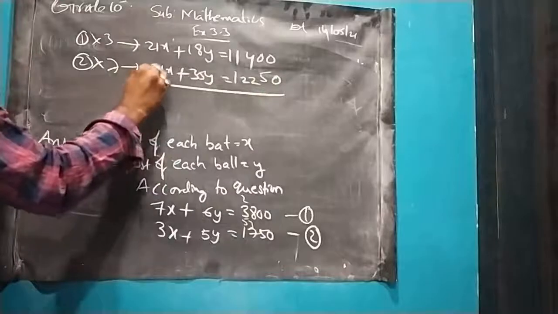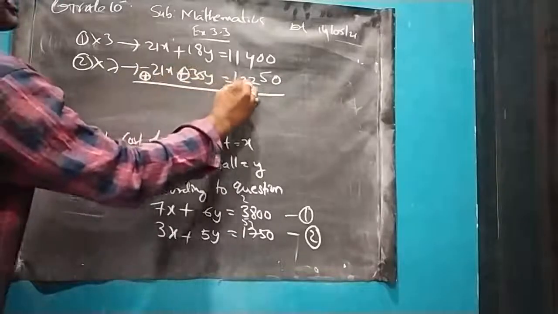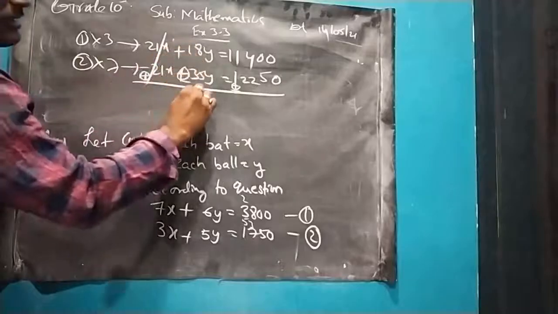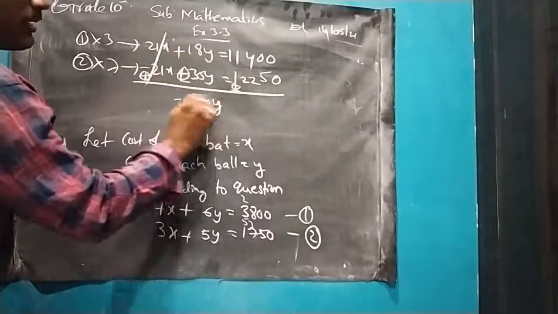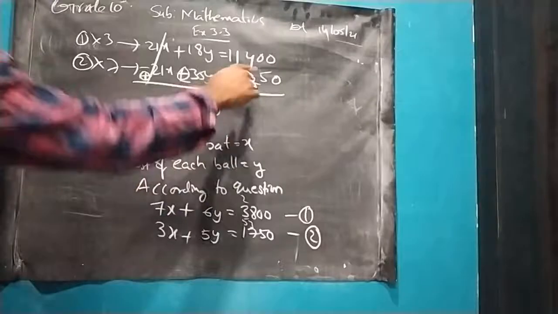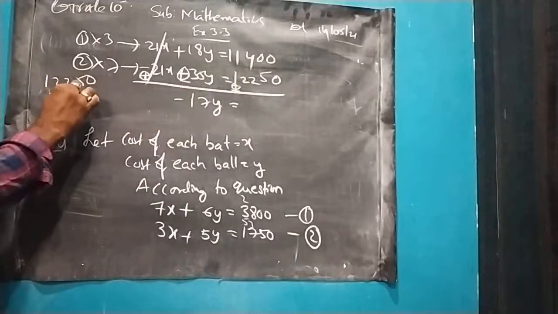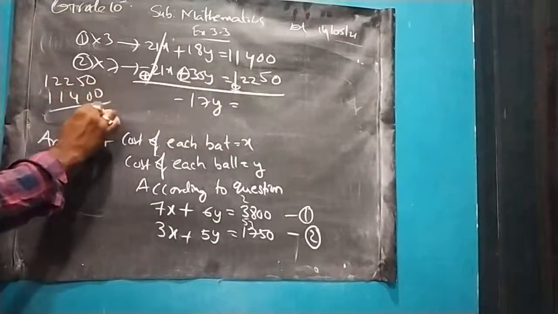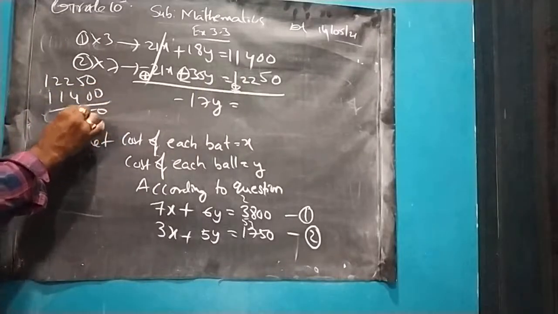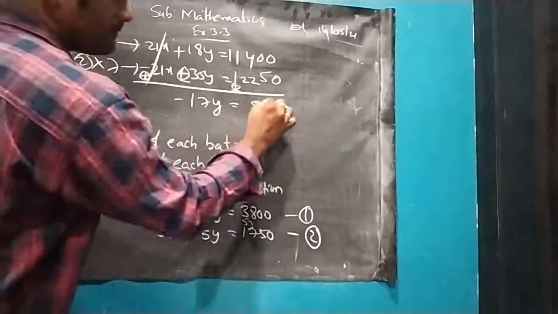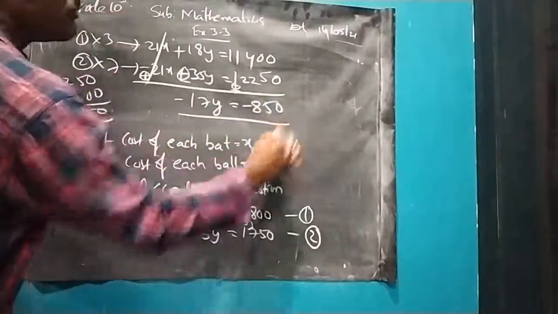Let us change the signs. Plus will become minus, minus, here also minus. So this will get cancelled. 18 minus 35, so it is minus 17y is equal to, so 12250 minus 11400. It is 850, minus 850.